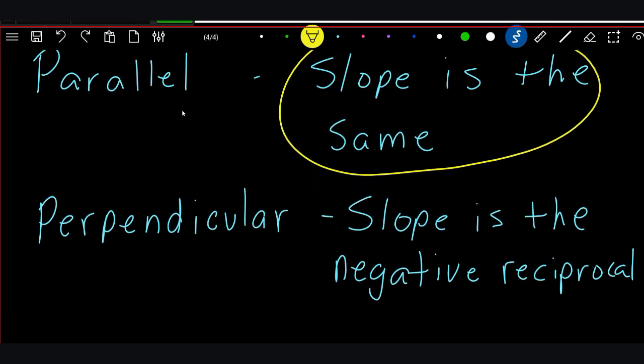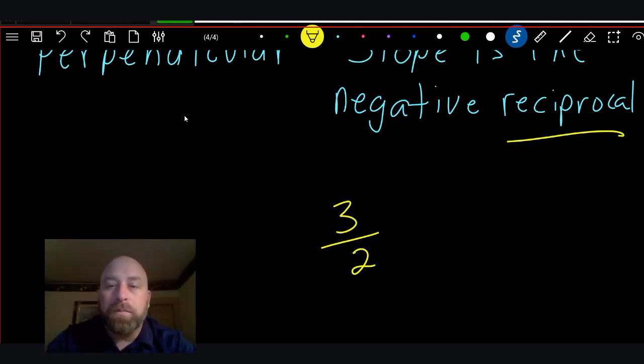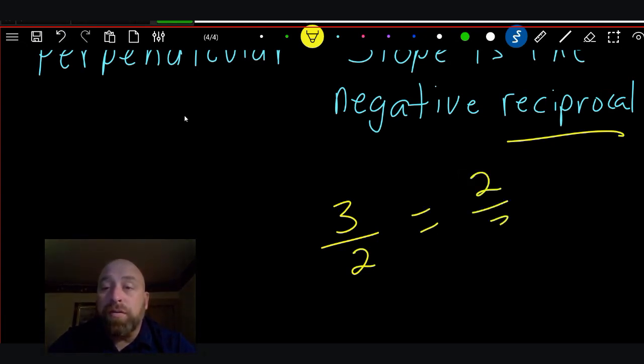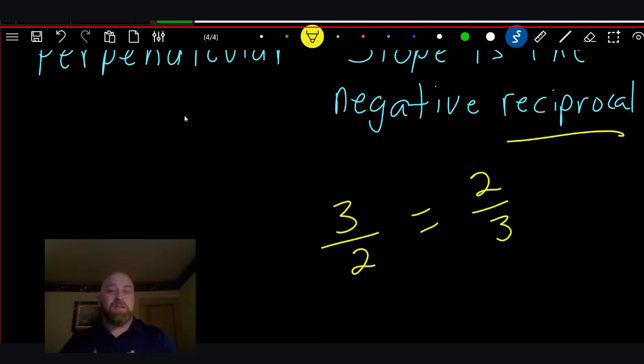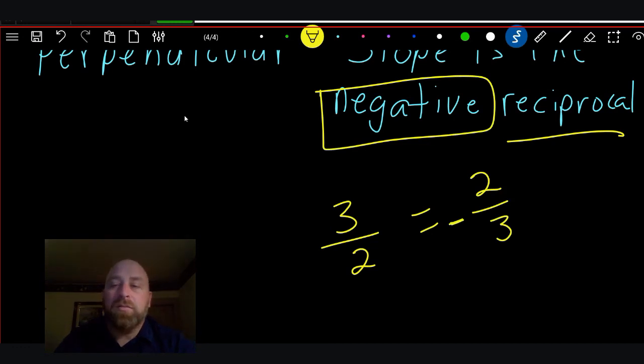What does that mean? Well, reciprocal means to flip it. So if we had 2/3, what did I say? 3 over 2 was the slope. So if I had 3 over 2 slope, I need to flip it. That's the reciprocal. So now that's going to equal 2 over 3. I just flip my fraction, and then it's always going to be the negative of that. So negative 2 over 3.